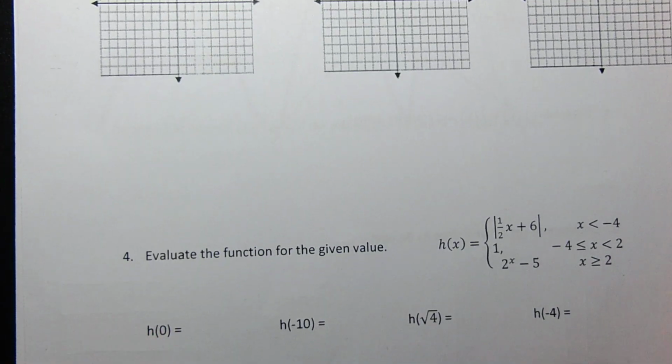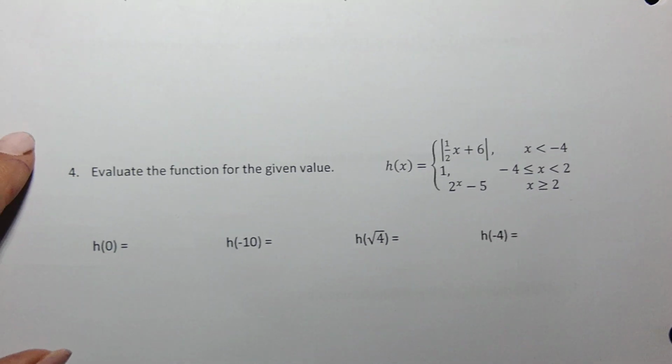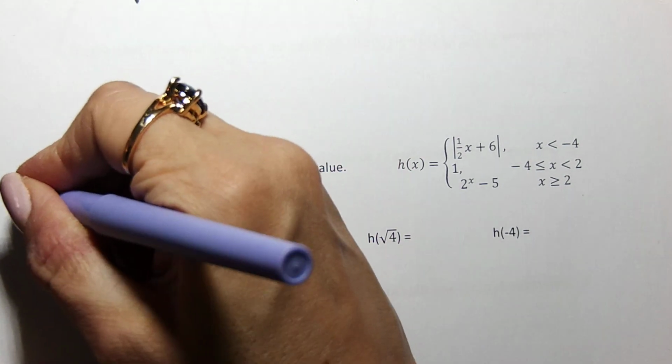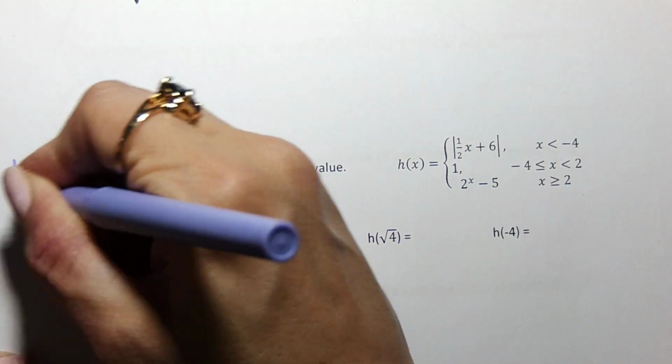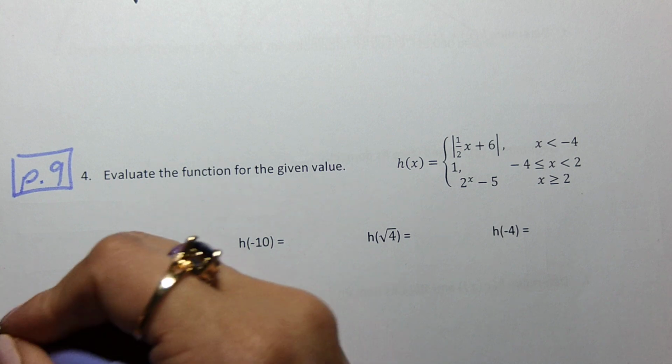Down at the bottom, we see our other concept from Unit 3 besides the parent functions and transformations, and that's piecewise functions. You'll find things about the piecewise functions on page 9. But one of the big things is points of discontinuity.